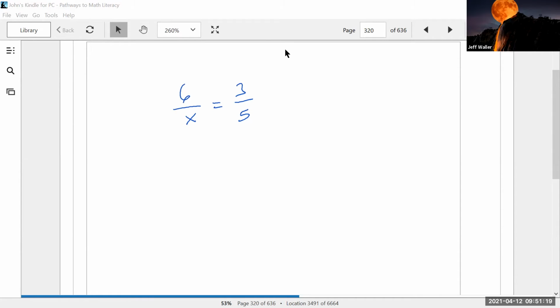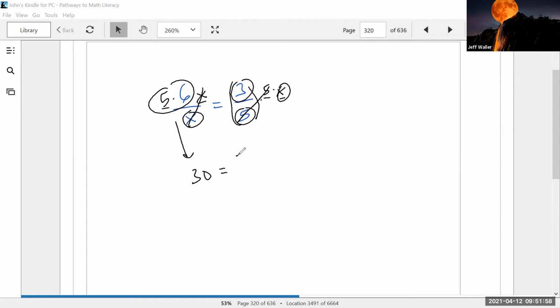Okay, now watch. Let me change my color here so it's easier to see what's going on. If I multiply by 5, that'll kill that fraction. At the same time, why don't I multiply by x? So that'll kill that fraction also. So both of these fractions are gone. If I multiply both sides by 5, it kills that fraction. If I multiply both sides by x, it kills this fraction. So what's left? 30 equals 3x. And then you can solve that easy.